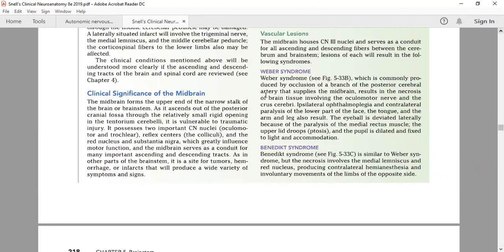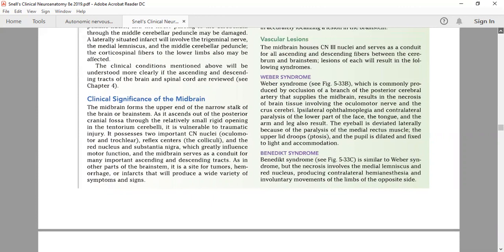You can say Weber syndrome is produced by occlusion of a branch of the posterior cerebral artery that supplies the midbrain, resulting in necrosis of brain tissue involving the oculomotor nerve and the crus cerebri. Due to oculomotor nerve paralysis, there will be ipsilateral ophthalmoplegia and contralateral paralysis of the lower part of the face, tongue, and arm and leg also results. The eyeball is deviated laterally, and the upper eyelid droops, with the pupil dilated and fixed to light and accommodation. So this is all about pathology of the midbrain.